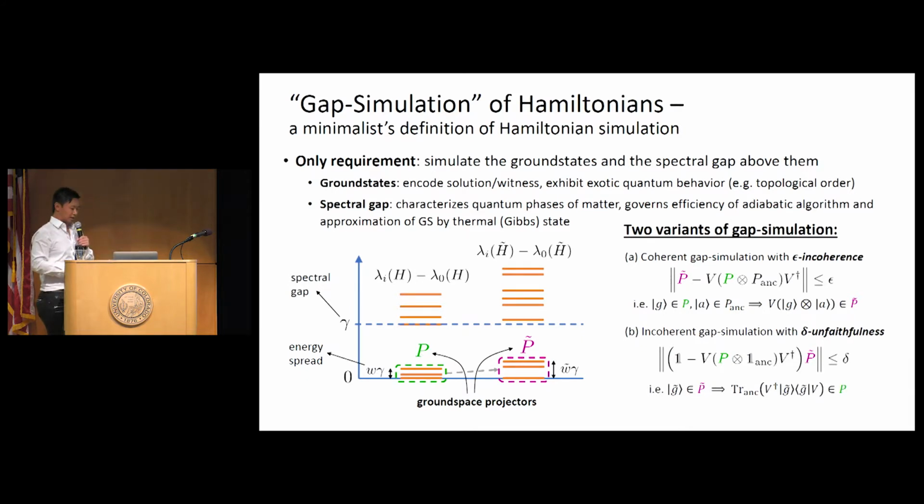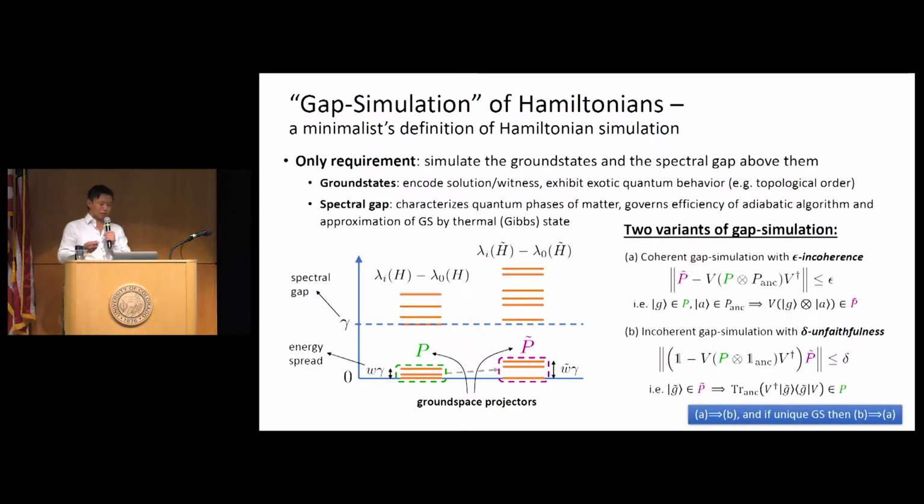We also consider a second, weaker definition that we call incoherent gap simulation. And here the error is characterized by a small number delta that we call unfaithfulness. Unlike the previous definition, which preserved all coherent superpositions of the ground state, the only requirement here is basically that given any ground state in the new Hamiltonian P tilde, if you decode it and reduce it to the original register, it's roughly contained in the original ground space. So this is basically what happens in classical degree reduction, for example.